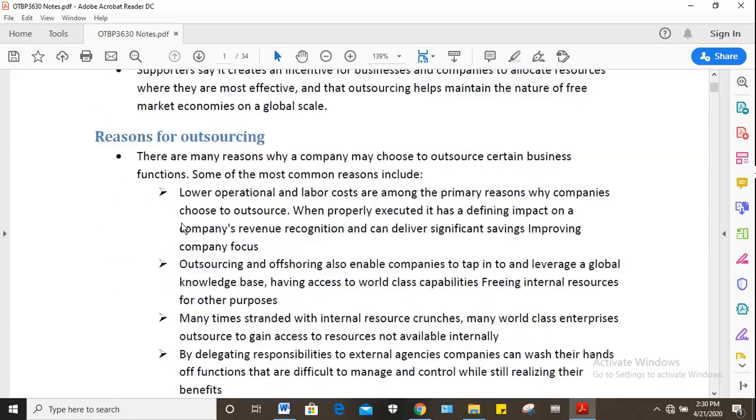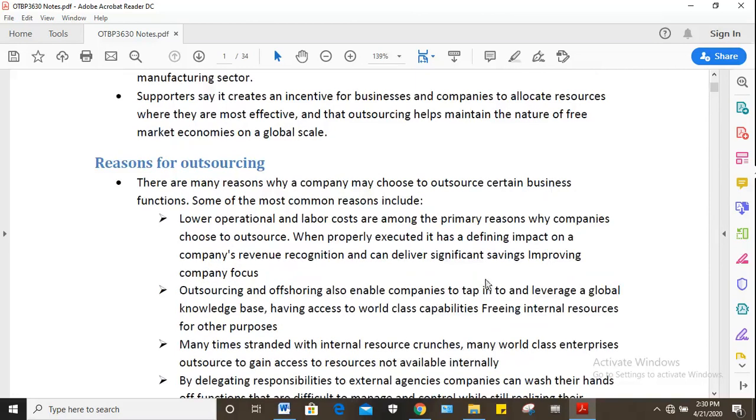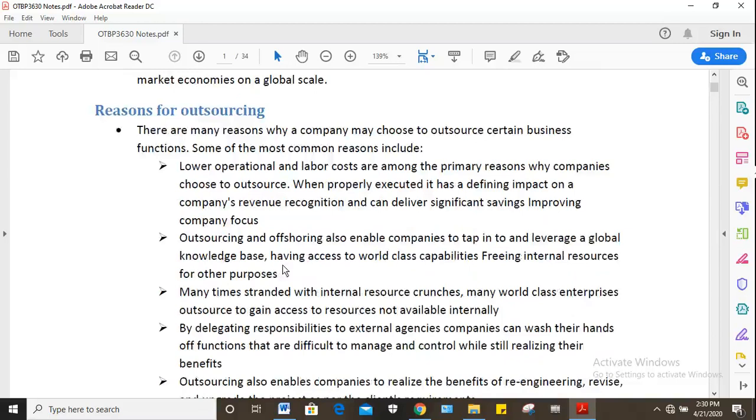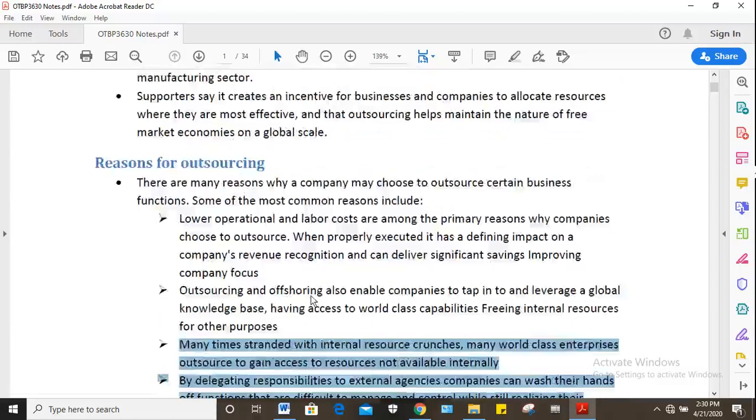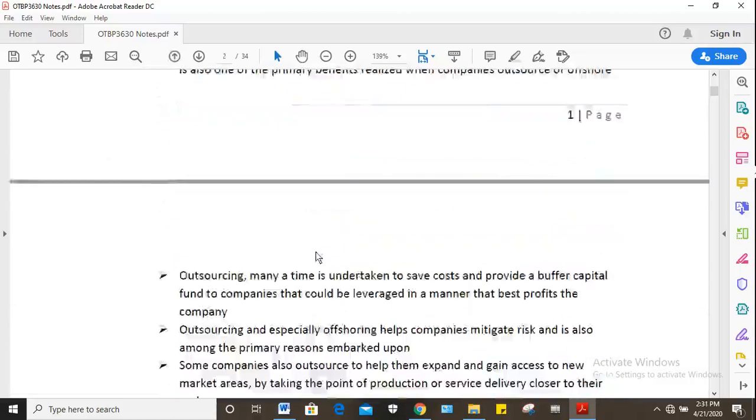Some of the reasons for outsourcing is that there are lower operational and labor costs that the company ends up incurring because they've given someone else to do the work for them. Then also outsourcing and offshoring also enable companies to tap into and leverage a global knowledge base. So in other words, it allows you to use the knowledge that is found, let's say, in other countries or in other companies. So you take advantage of that. And these are also some of the other reasons for outsourcing. So there are quite a number of them, and it's very important for you to understand them.